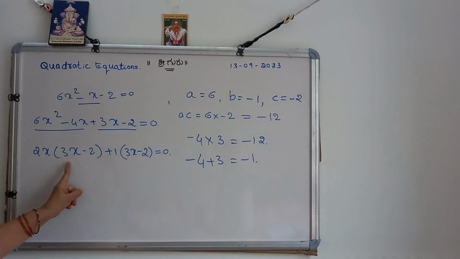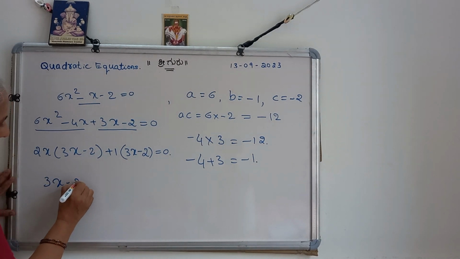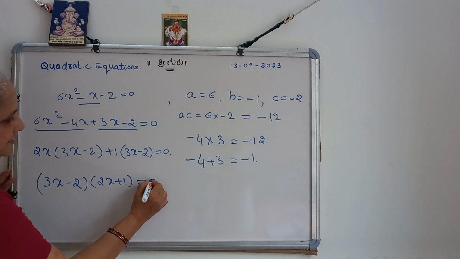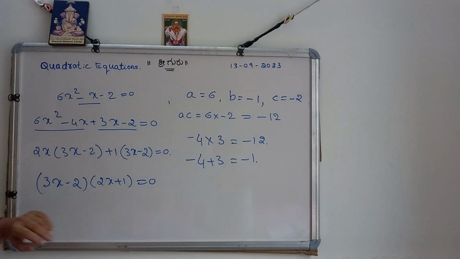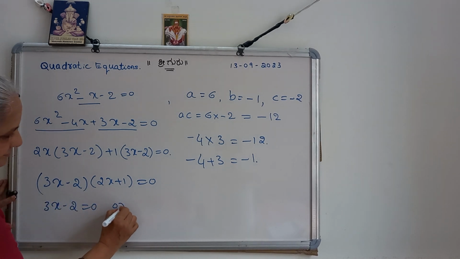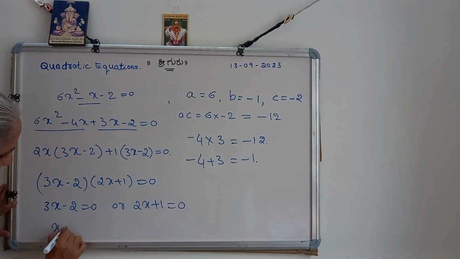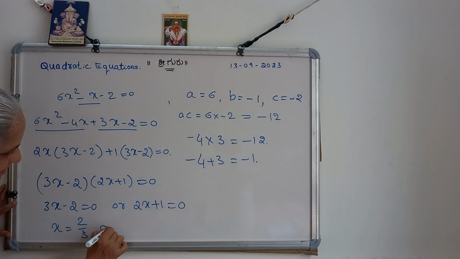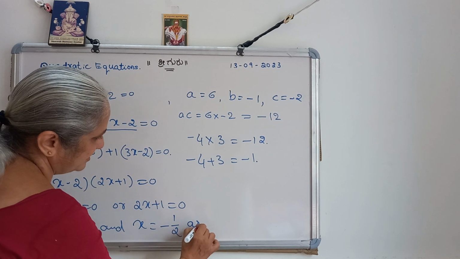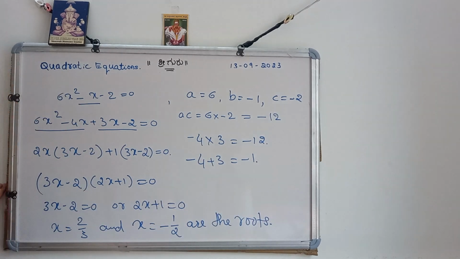In these two terms, 3x minus 2 is the common factor. 3x minus 2 into bracket 2x plus 1 is equal to 0. Now equating each linear factor to 0, we get the value of x. Therefore, x is equal to 2 upon 3 and x is equal to minus 1 upon 2 are the roots. Understood?